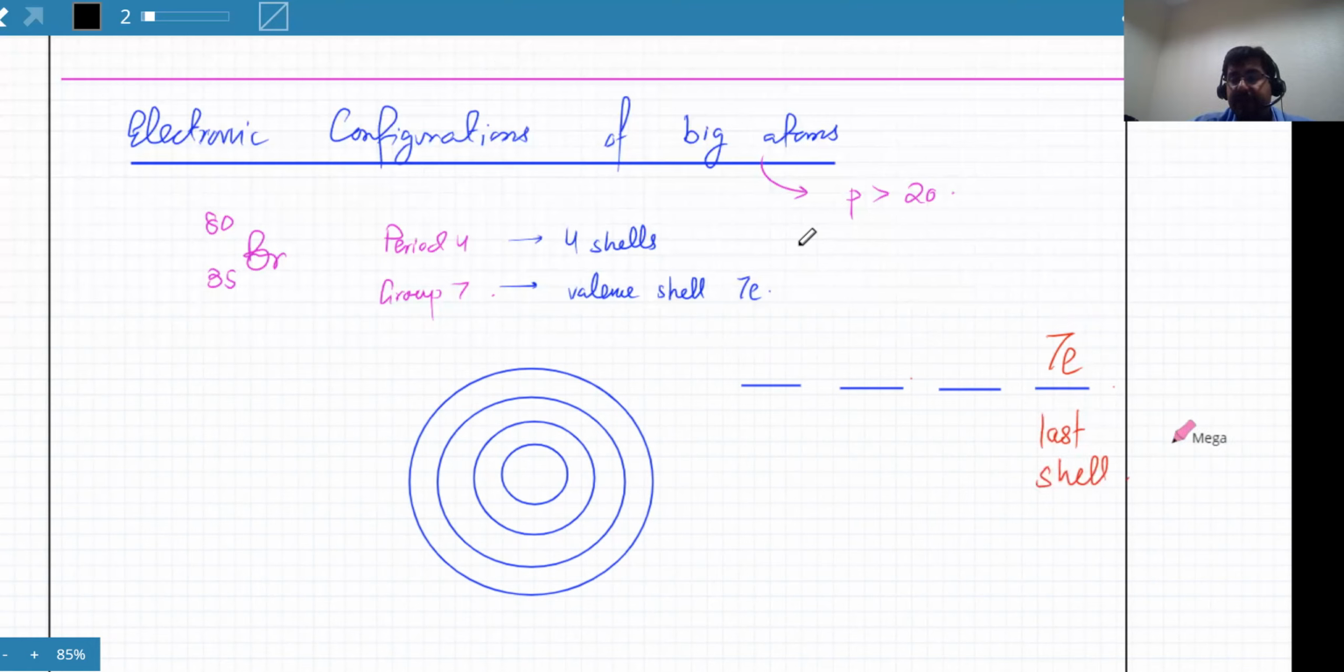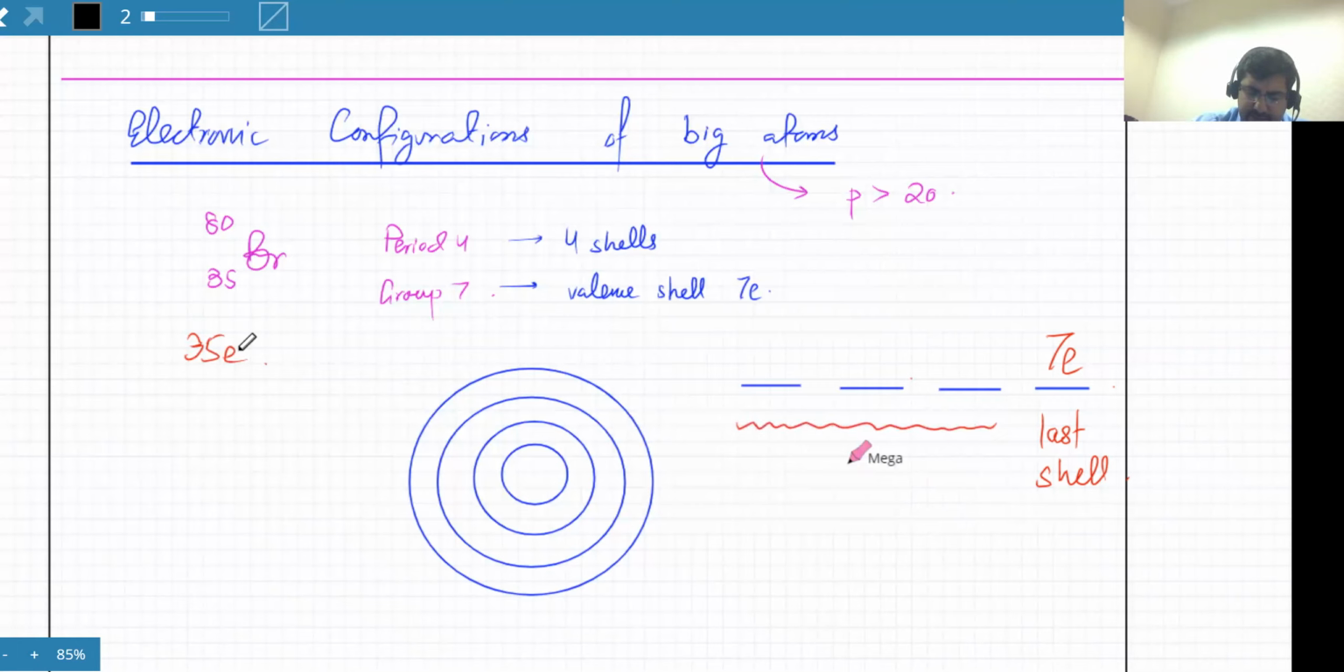So it has 7 electrons. How many electrons do we have in total? In total, you've got 35 electrons. So 7 are present in the outermost shell, which means you're left with 28 electrons. So you're going to fill up the rest of the 28 electrons in these shells, and you're going to fill them up in the same way.